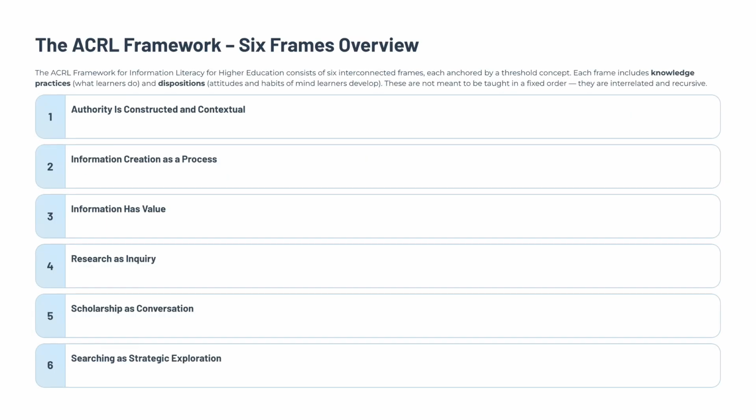The ACRL framework consists of 6 interconnected frames. Each one is anchored by a threshold concept, one of those transformative ideas we just talked about. And each frame includes 2 components: knowledge practices, which are the things learners actually do, and dispositions, which are the attitudes and habits of mind that learners develop over time. Here are the 6 frames.